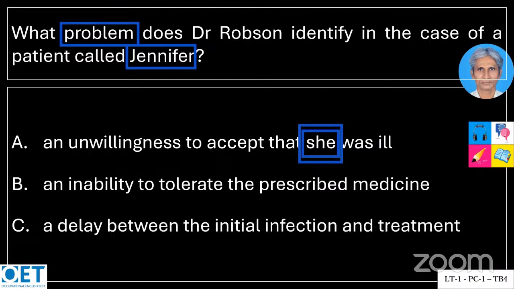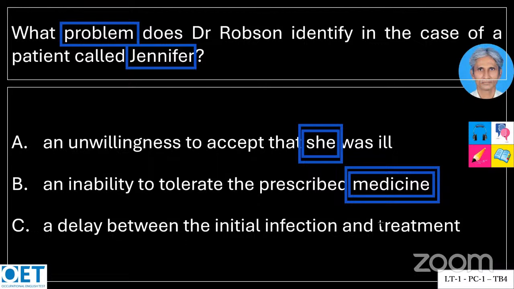An inability to tolerate the prescribed medication. The medicine is the problem. She cannot tolerate it because the medicine is very powerful. Mentally she is not strong, she is reluctant to accept that she was ill. So the problem is with Jennifer. Jennifer's body cannot accept this medicine because it is very powerful. So less powerful medicine should be given to her. So medicine is the problem.